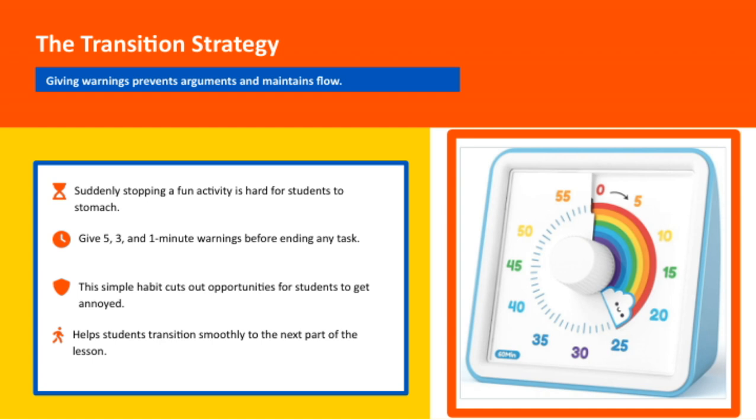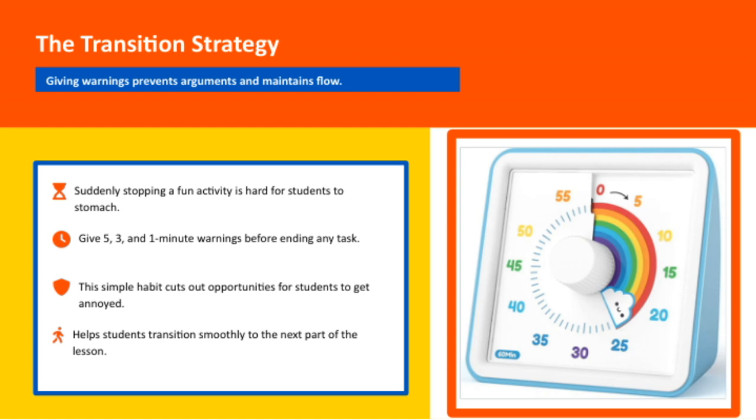A great way to do this is by giving warning signals before ending any task. I recommend giving 5, 3, and 1-minute warnings. These little cues prepare students mentally for the transition. Remember, suddenly stopping a fun activity can be hard for students to stomach, and it can lead to resistance or arguments. Providing warnings helps prevent those conflicts and keeps the flow of the lessons smooth.